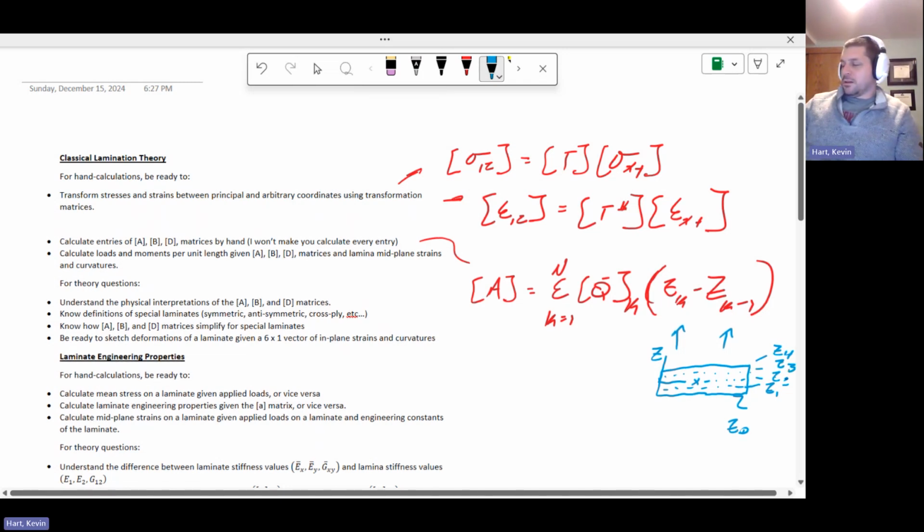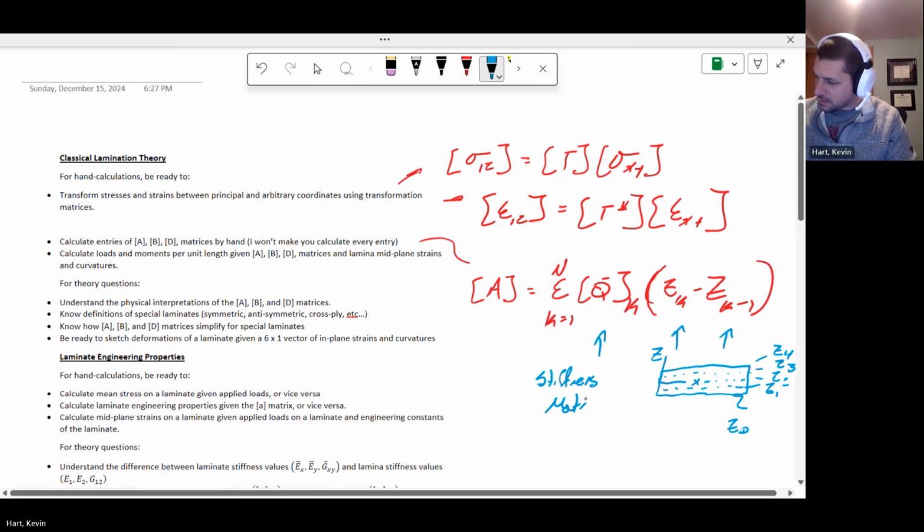Okay, so that's calculating the A matrix. And then the Q bar, this is the off-axis stiffness matrix. So this is the stiffness matrix of layer K. Okay, so that's the calculation of the A matrix.